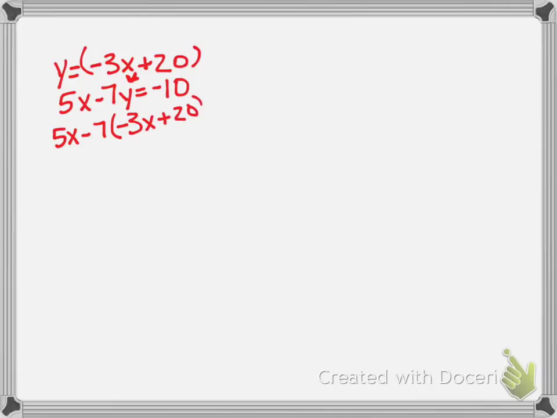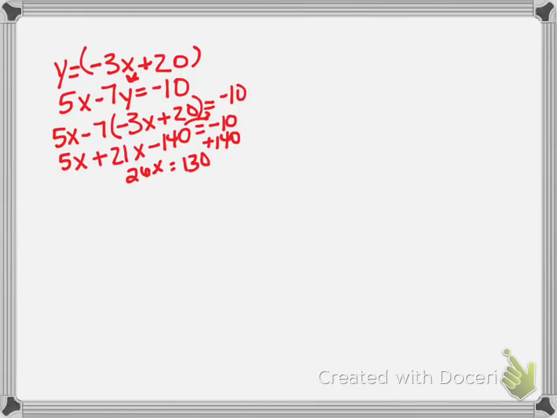We're going to distribute here. And we're going to say 5x plus 21x negative 140, and then equals negative 10. Alright, 5x plus 21x is 26x. We're going to move the 140 over and add it. But a negative 10 plus 140 is 130. We're going to divide 130 by 26. And we're going to get x to be 5.